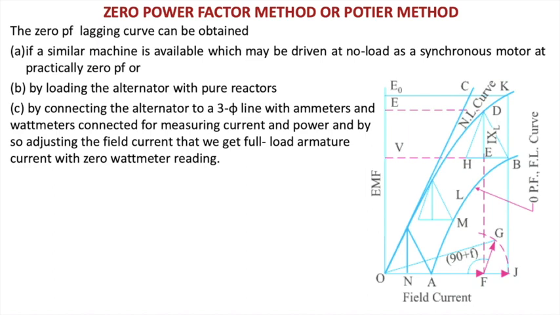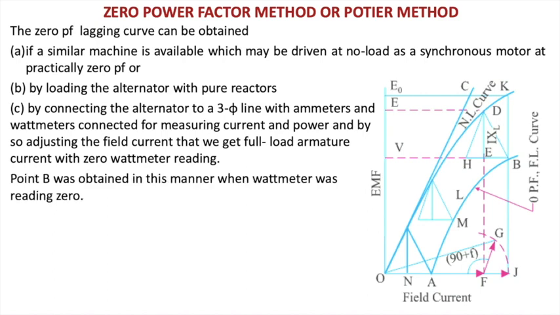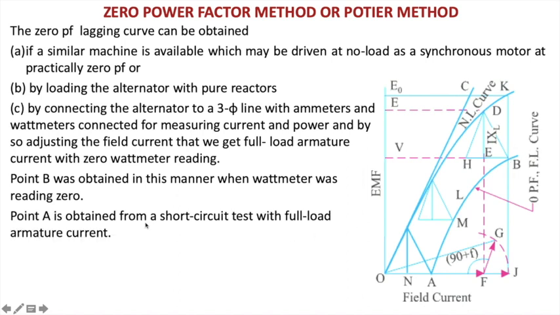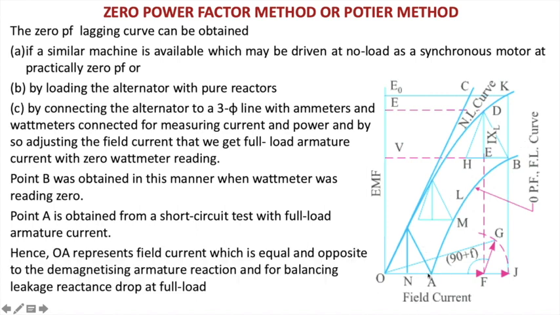That means there is no power being consumed by the reactive loading, and that will be assumed that the alternator has been loaded at 0 power factor. Full load will be obtained from there. So point B was obtained in this manner when the wattmeter was reading 0, that is this point, and point A was obtained from the short circuit test with full load armature current. So we got this OA point, and then we join the AB curve so that we get the complete graph of the full load curve at 0 power factor.